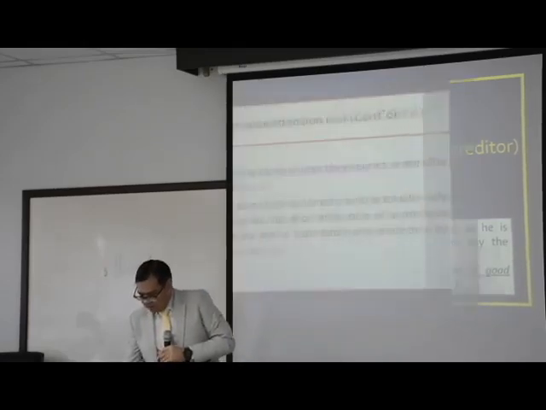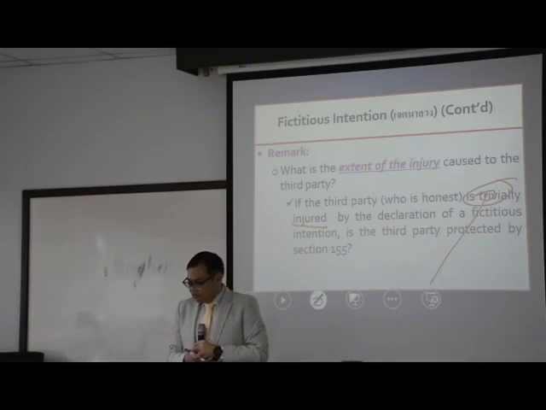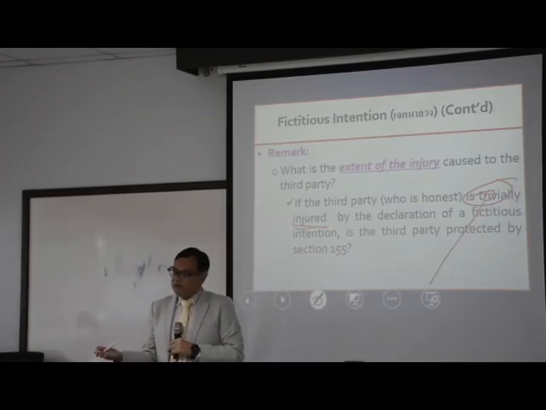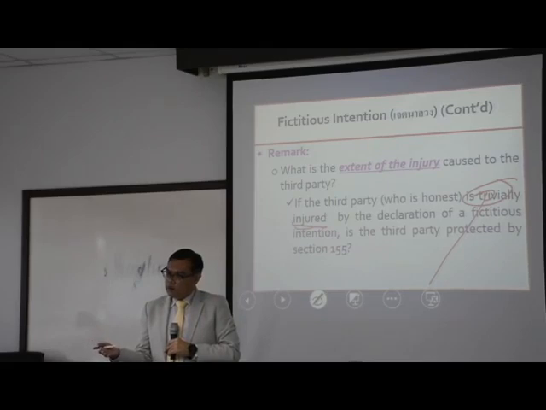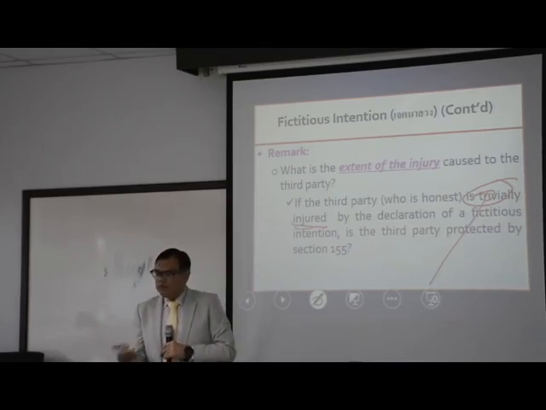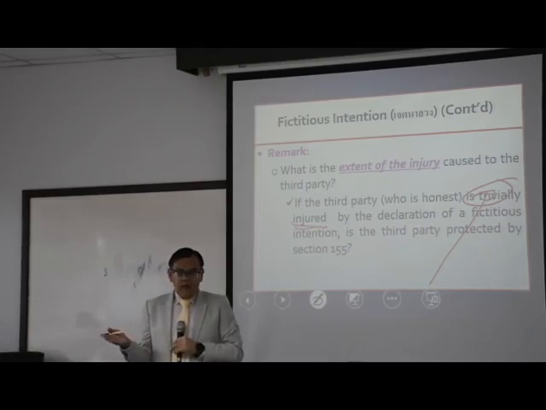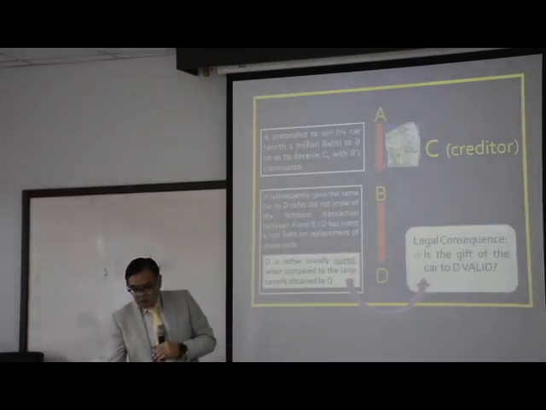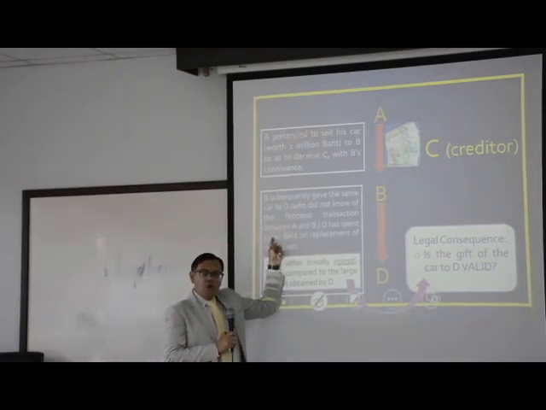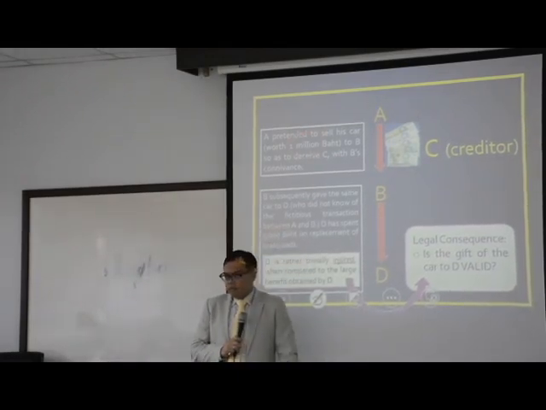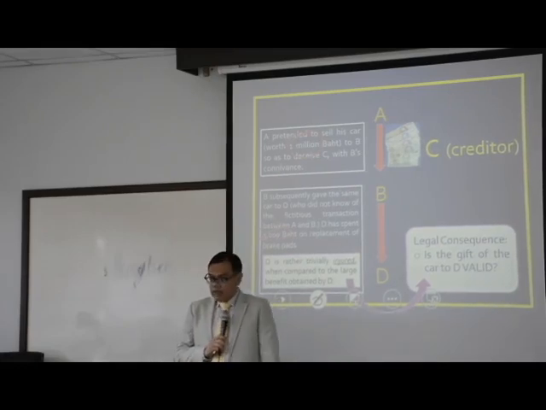Some academics believe that if D is very trivially injured like this, let's say he just spent 5,000 baht when he received a car worth 1 million baht, the injury is too slight, too trivial, so there is no reason to protect D. But others believe that the law doesn't say anything about the extent of the injury, so whatever extent of injury D suffers, the law protects D nonetheless. So even though D spent just 5,000 baht for the replacement of the brake pads, the law still protects D.